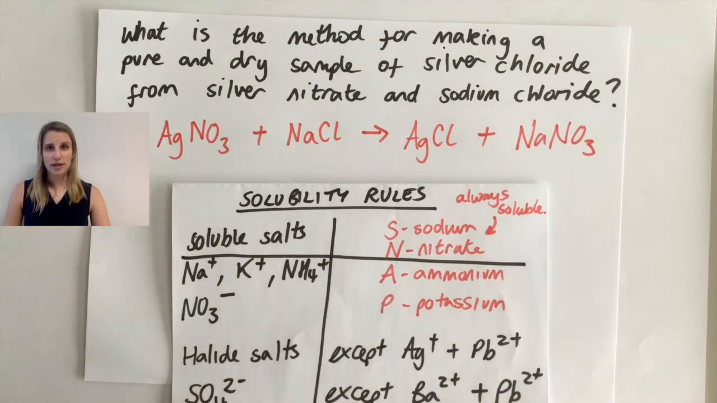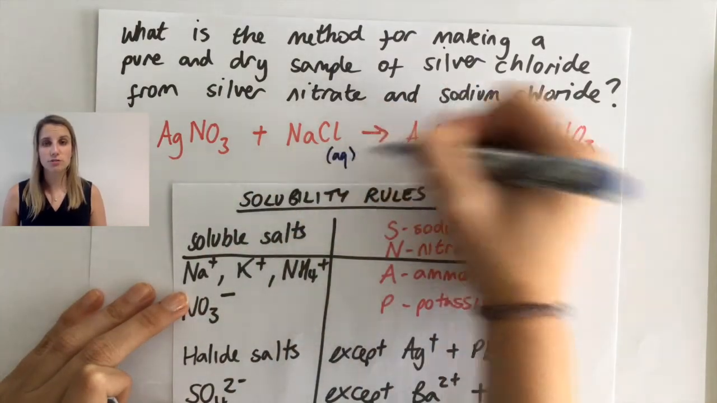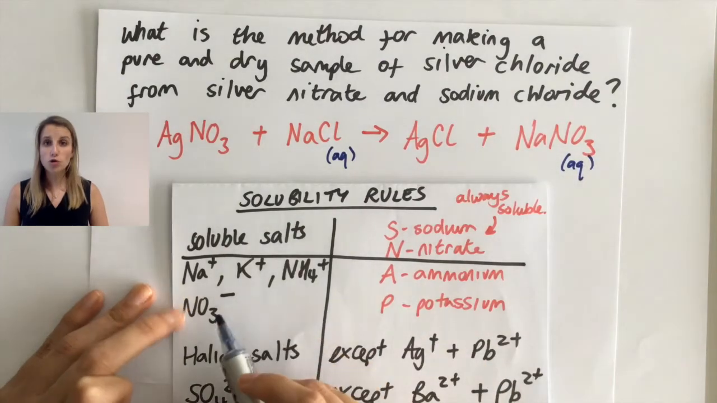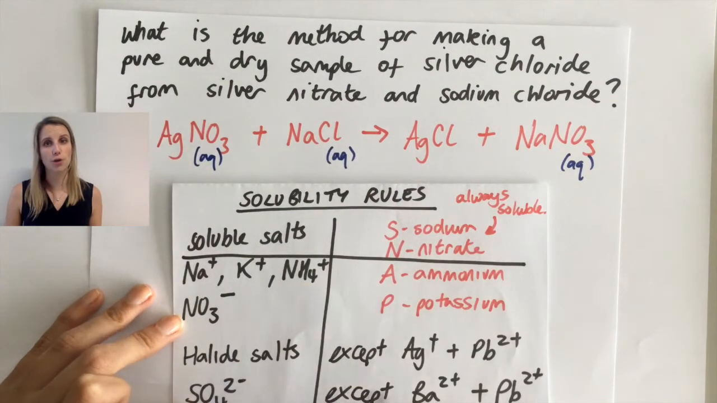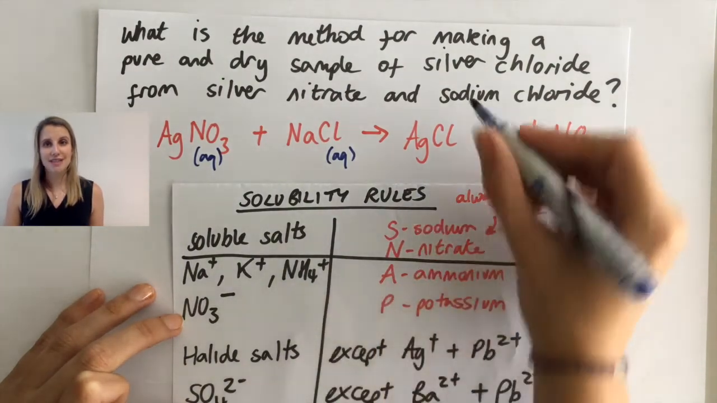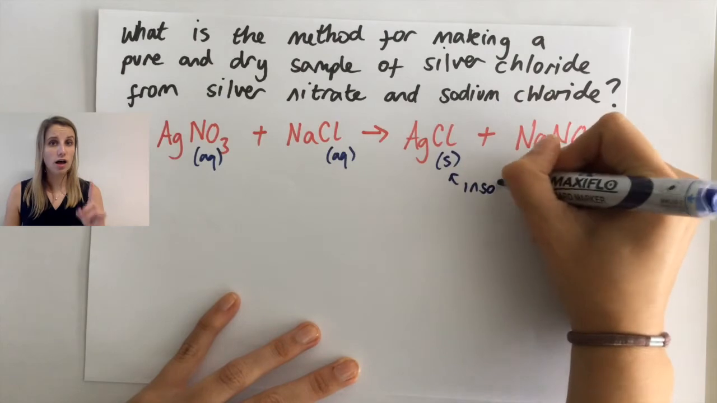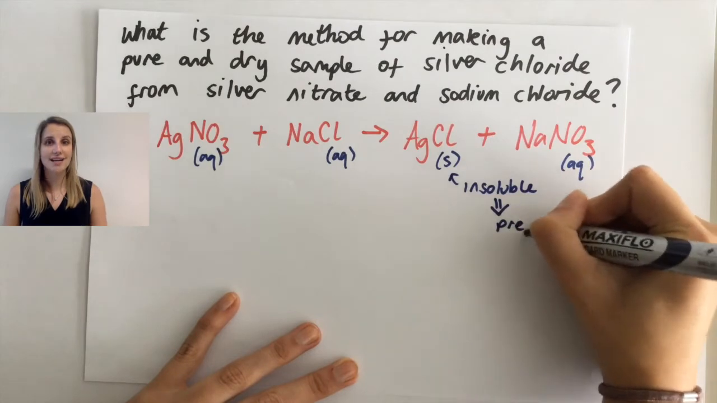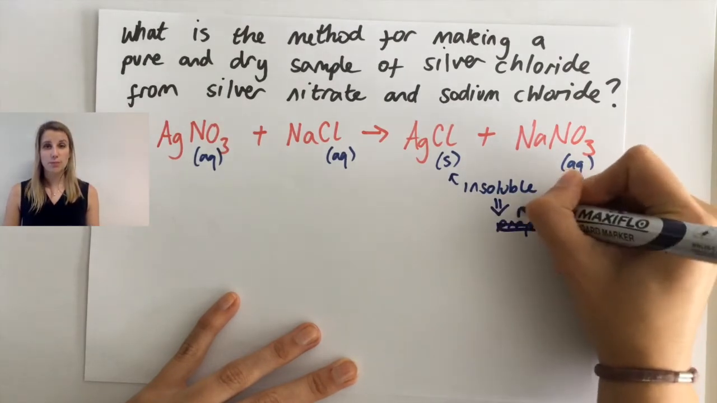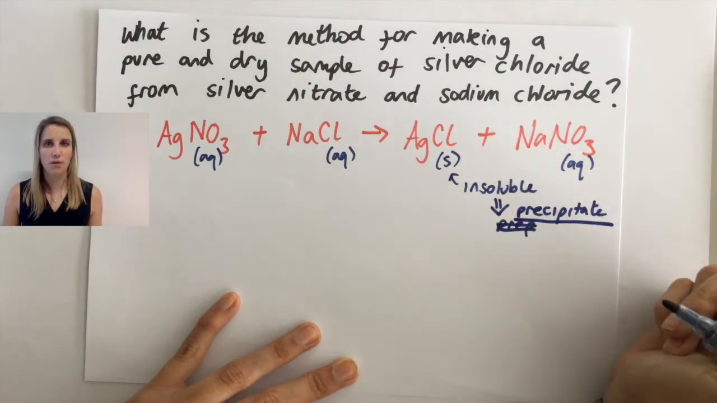If we use our solubility rules, it tells us that anything with a sodium in it is soluble. Sodium salts are always soluble, so both of these sodium salts are soluble in this case. Also, any nitrates are soluble, so that means my silver nitrate must also be soluble. Now, if we look at AgCl, that's a chloride, which is a halide salt. Halide salts are soluble unless it is a silver one, so silver chloride is insoluble. That means it must be a solid, and we call any solid product a precipitate. That's the scientific word for it.